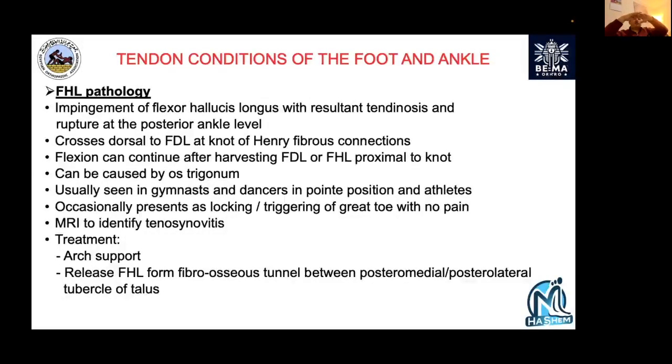There is a lot of cross connection between FDL and FHL. That's why if you harvest the FDL or FHL proximal to the knot of Henry, the same function will be maintained, because one tendon can do the job of two. Definitely not with the same power, but at least the patient will have the function. So when you harvest the FHL or FDL, you need to be sure that this happens before the knot of Henry to maintain these cross connections, getting the two tendons to act.